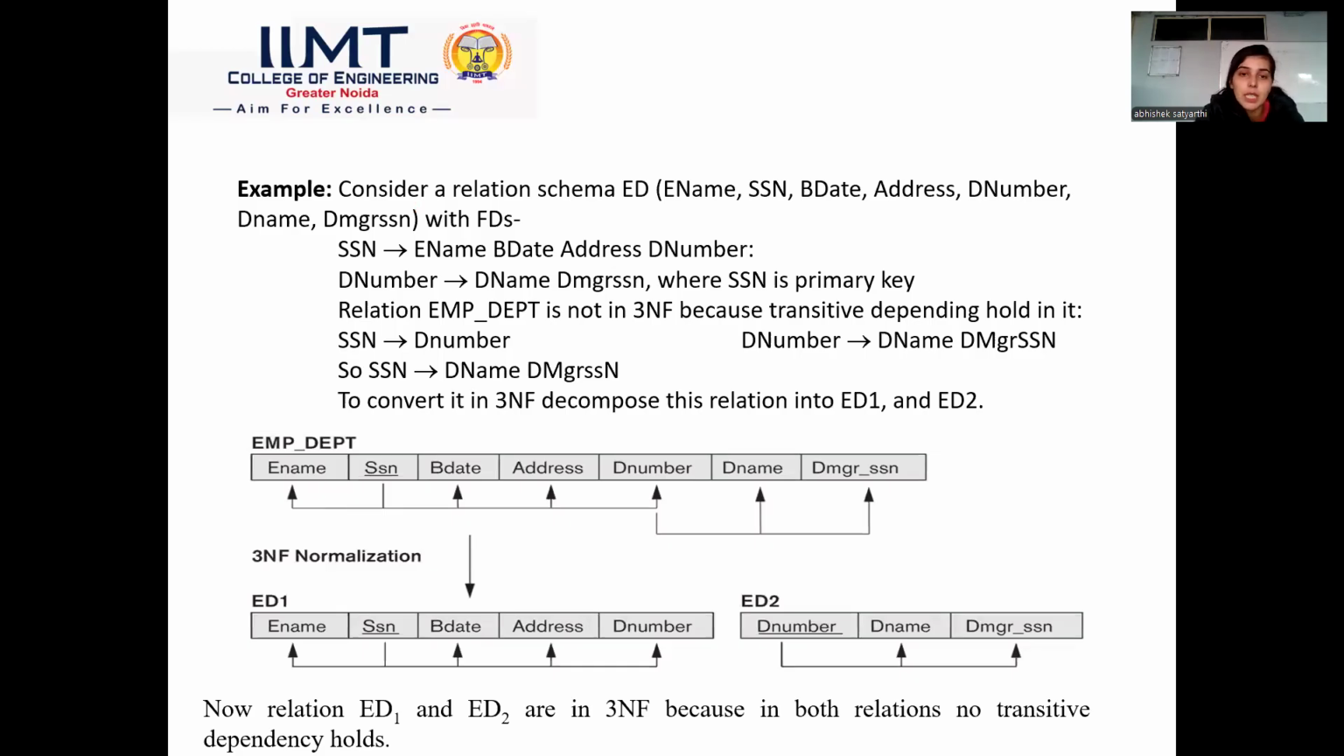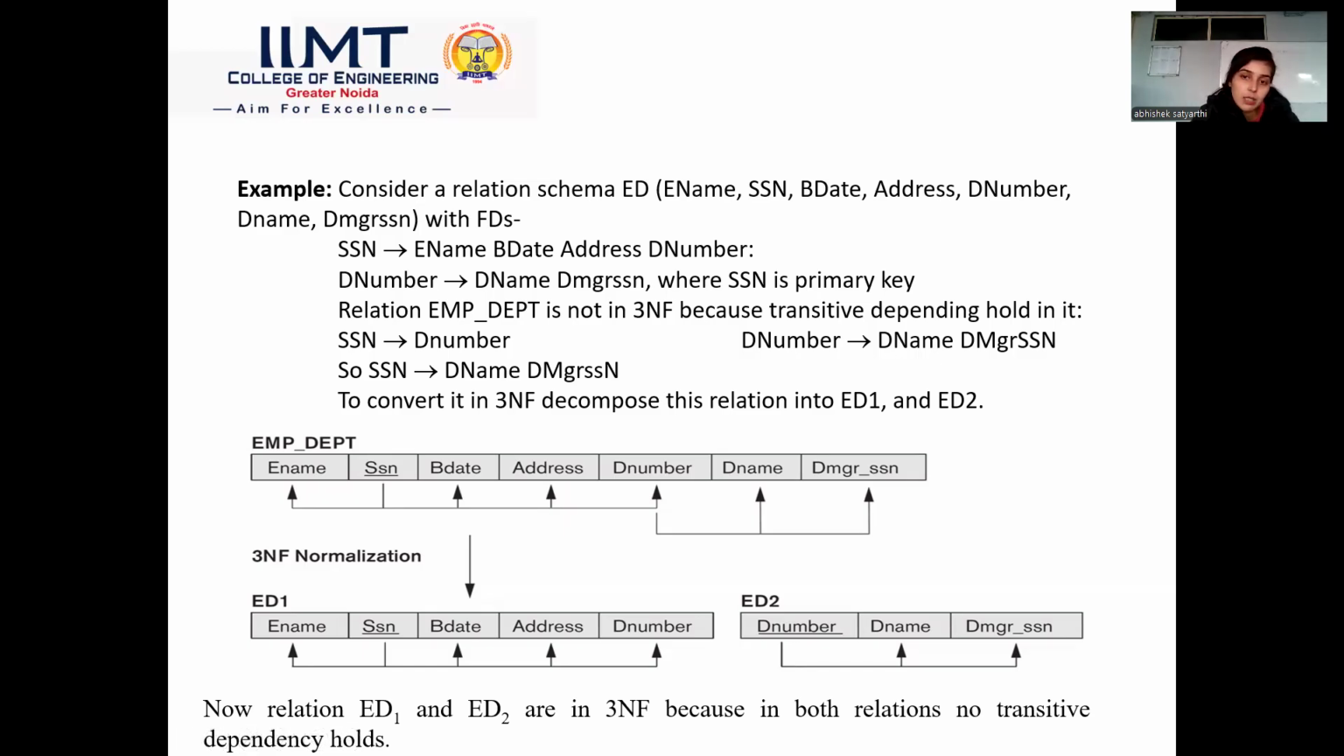So here we again take one example. In that case, the given relation is not in third normal form. We have to convert this relation into third normal form. Here the primary key is SSN, and from SSN, which is a prime key attribute, each SSN can derive non-prime key attributes. But here D number derives D name and D manager SSN. So here non-prime derives non-prime, and in that case the transitive dependency exists.